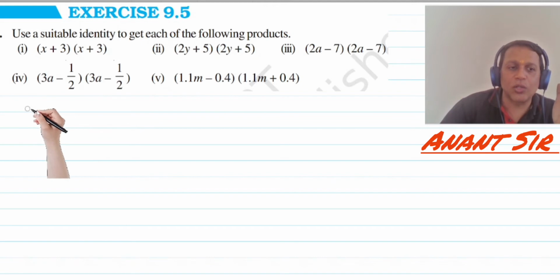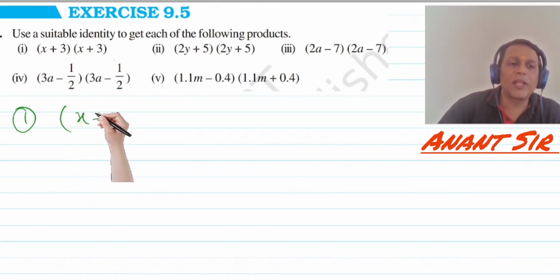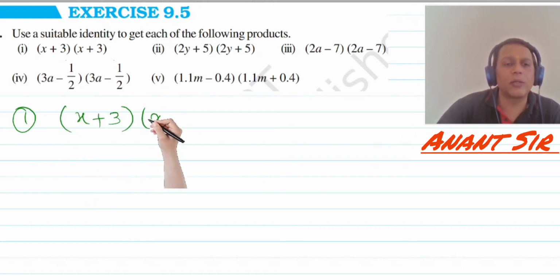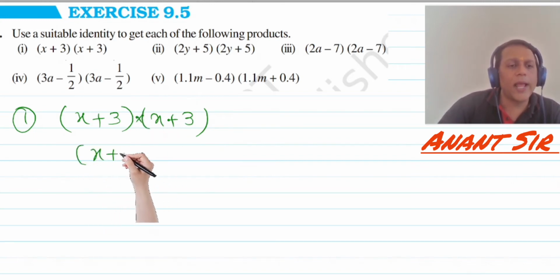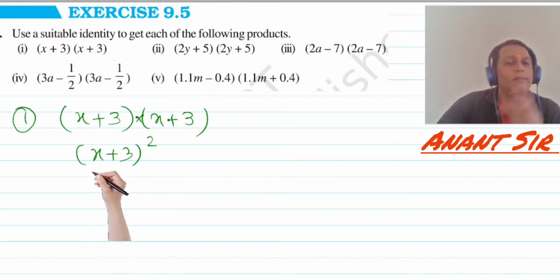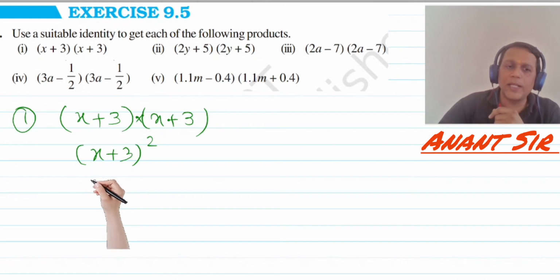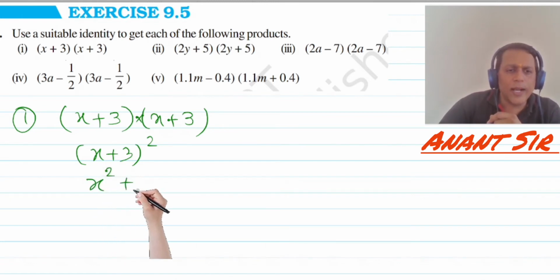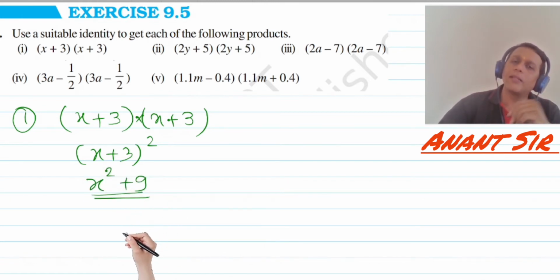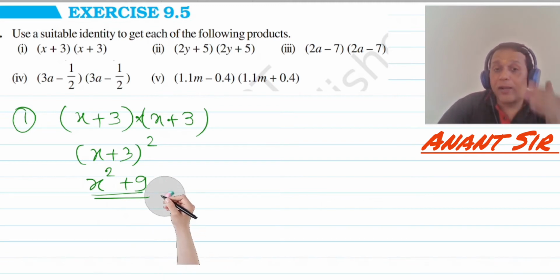So the first question is x plus 3 multiplied by x plus 3. I think the two brackets are same. x plus 3 into x plus 3, so I can write it as x plus 3 whole square. Correct? Now what many students will do? If I ask them what is the answer of this, they will say, sir, it is x square and 3 square is 9. So this is the answer. Many students make this mistake even when they are in grade 9 or 10 also.